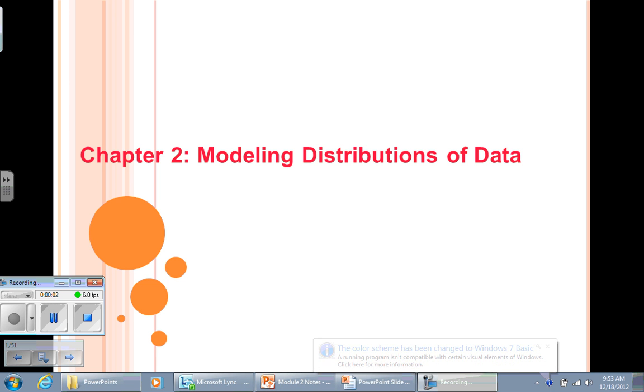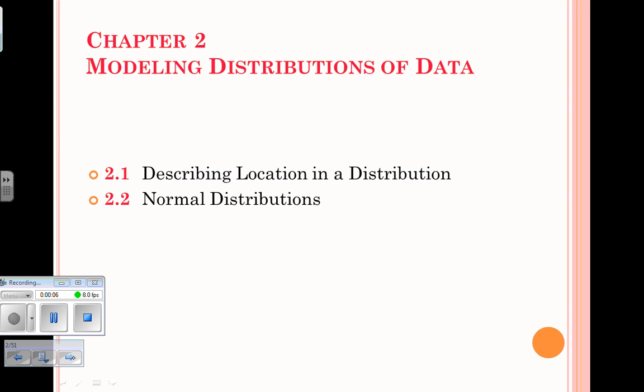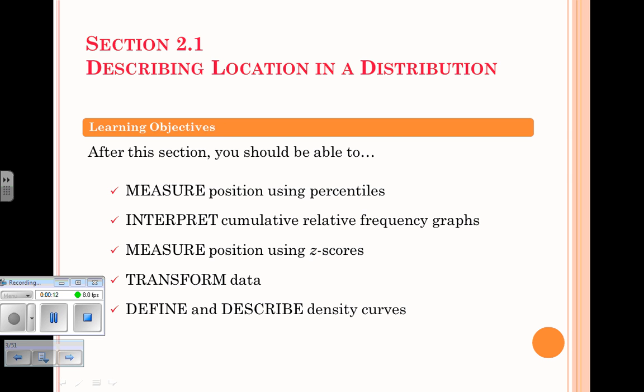All right, welcome back to Module 2, Modeling Distributions of Data. There are going to be two sections in this module, and we are going to start with section 2.1. Your learning objectives for today are: you're going to measure position using percentiles, interpret cumulative relative frequency graphs, measure position using a z-score, transform data, and define and describe density curves.